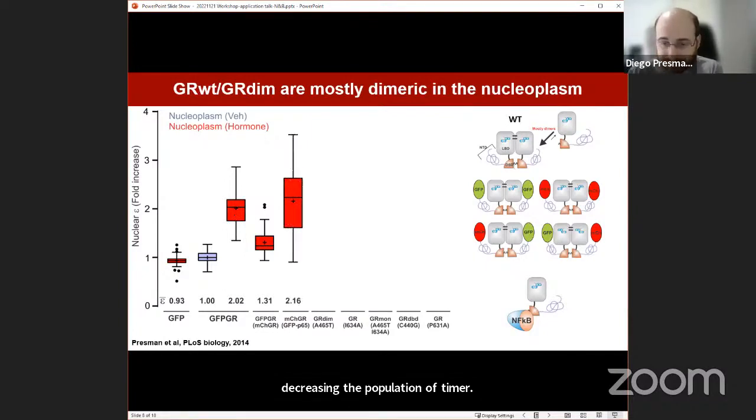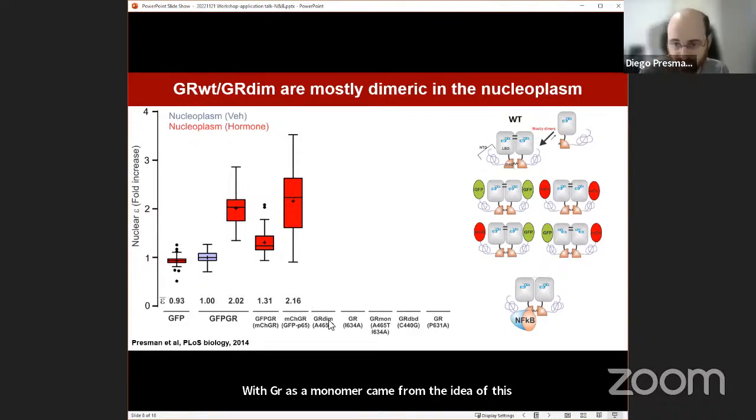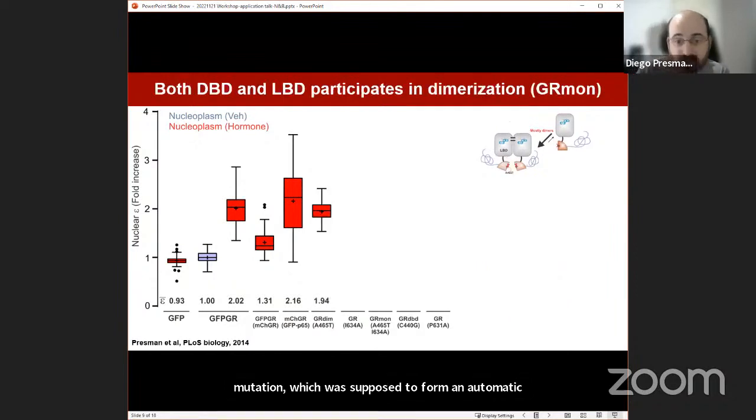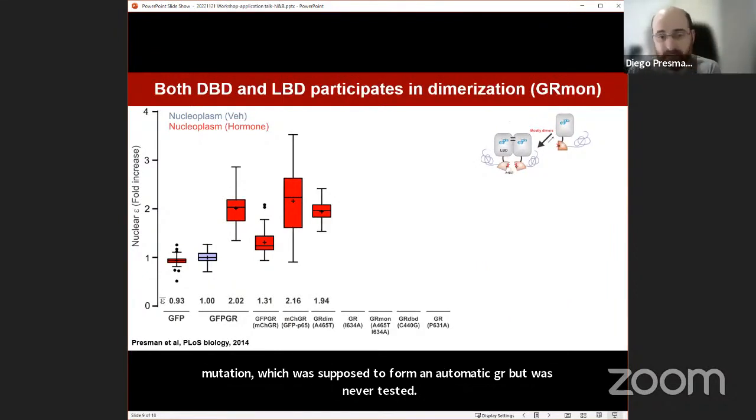We actually found that mGR was still forming dimers even in the presence of NF-kappa B, which most likely means that we have interactions between dimers of GR with NF-kappa B. But the whole idea that NF-kappa B was interacting with GR as a monomer came from the GRD mutation, which was supposed to form a monomeric GR but was never tested. So when we did it, what we found was that GRD was still a dimer, okay?